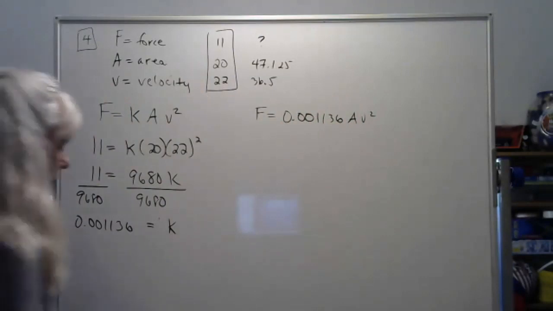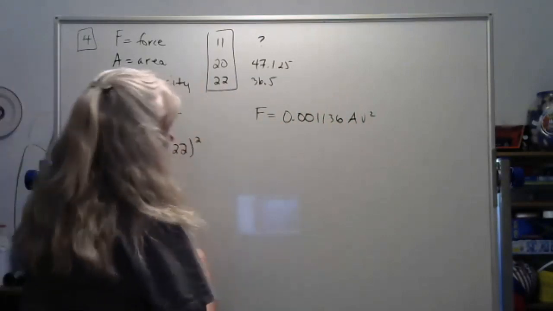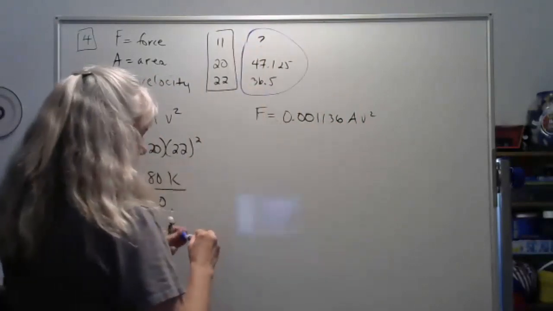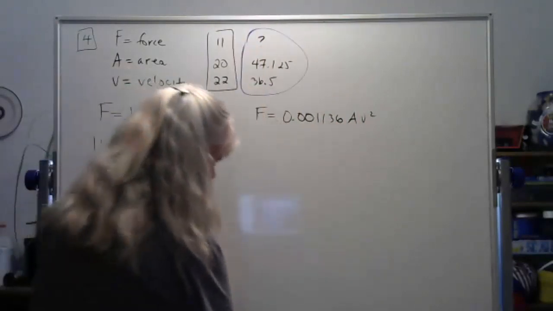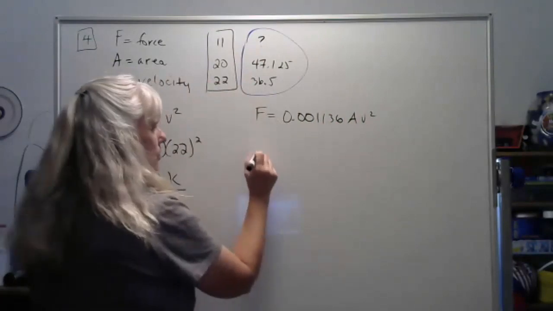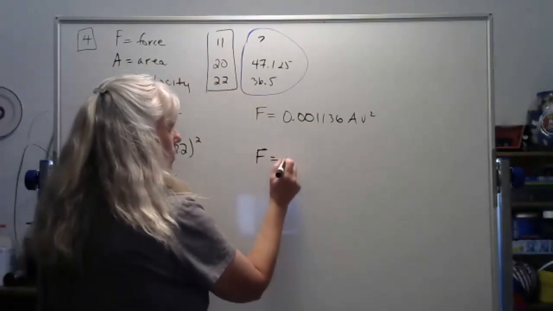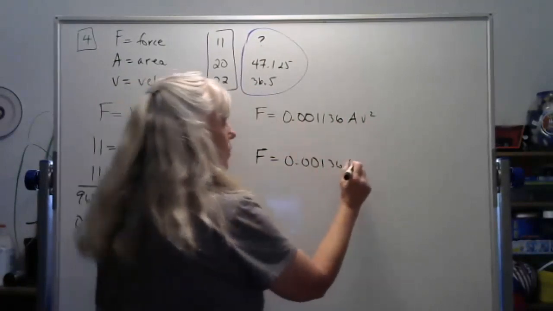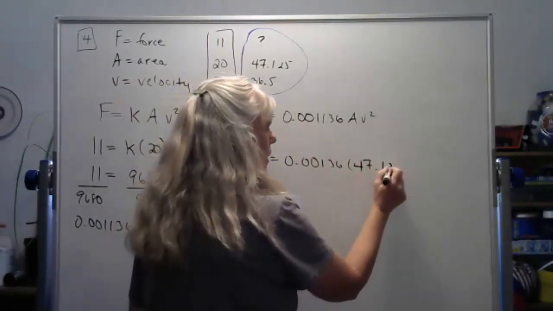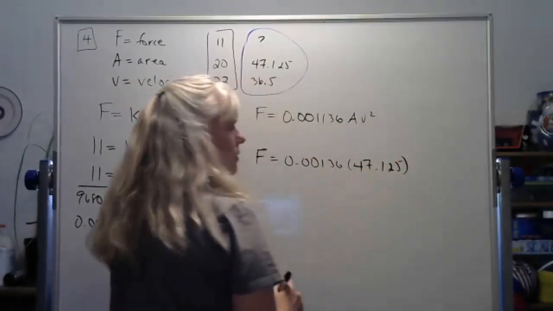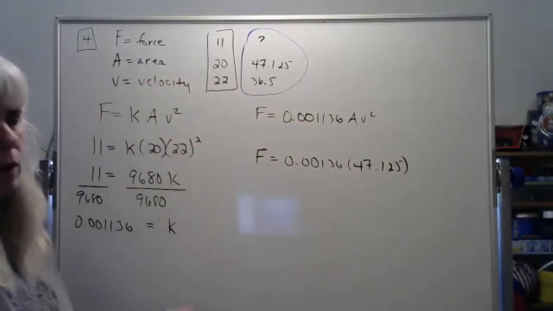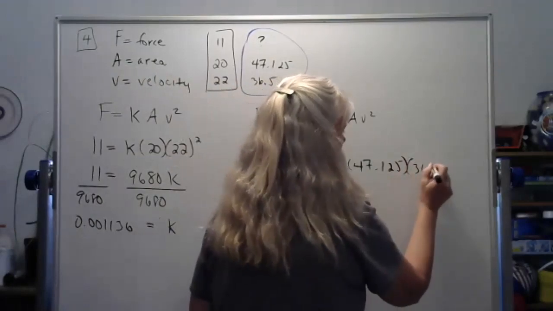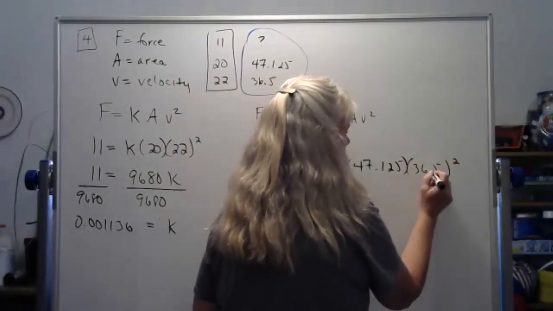So now we'll do the second part of this. So now we're going to come in and use that second set of data to figure out what the force on that window is. So in this case, the force would be equal to 0.001136 times the area, which is now 47.125. That's a big picture window on your house. That's almost what, a 6 by 8 foot window would be 48. So that's a big window. That wind is blowing along at 36.5 miles per hour, and we have to square that.